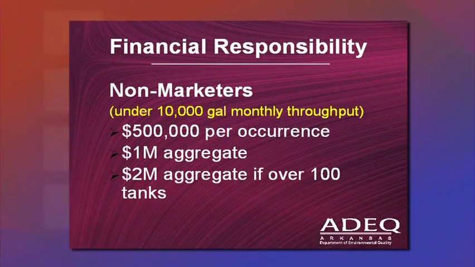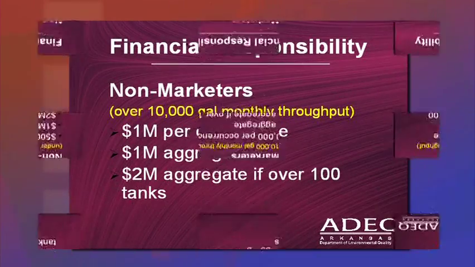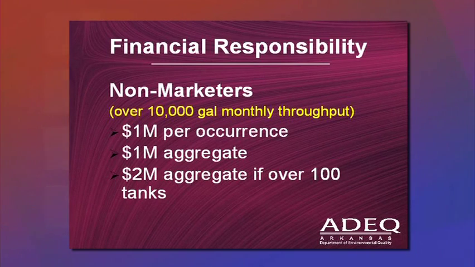If you're a non-marketer and you're doing below 10,000 gallons of gas monthly through your facility, then it's basically half of what it is for a marketer. So $500,000 per occurrence, $1 million aggregate coverage, or $2 million, again, if you have more than 100 tanks. If you are a non-marketer and you're doing more than 10,000 gallons on a monthly basis, then $1 million per occurrence, $1 million aggregate, and $2 million if you've got more than 100 tanks.